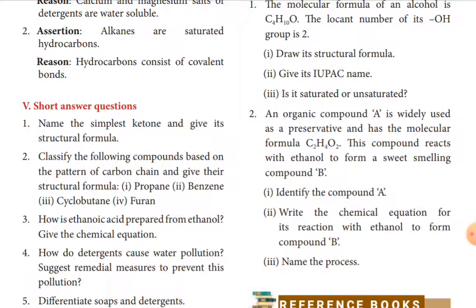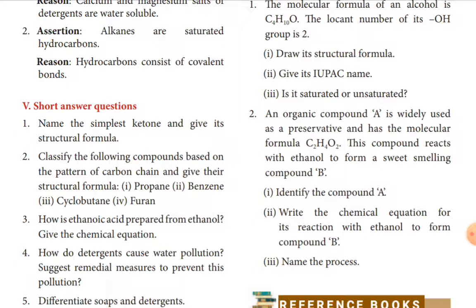Benzene is a carbocyclic compound because it contains a cyclic ring of 6 carbon atoms. Cyclobutane is a carbocyclic compound. Furan is a heterocyclic compound.